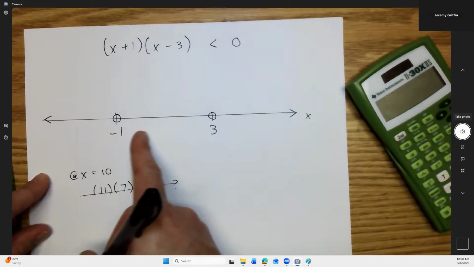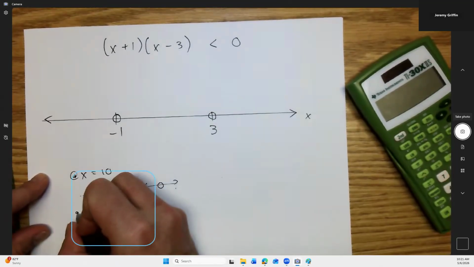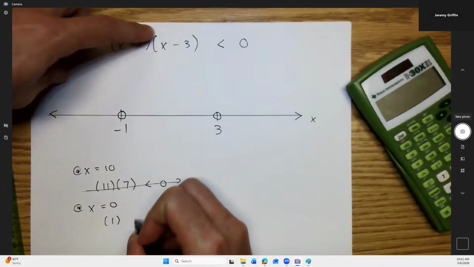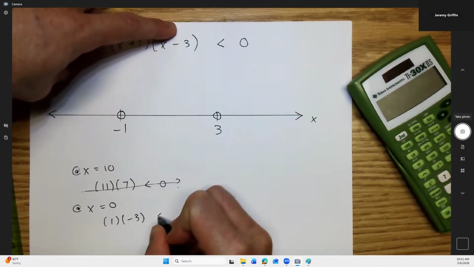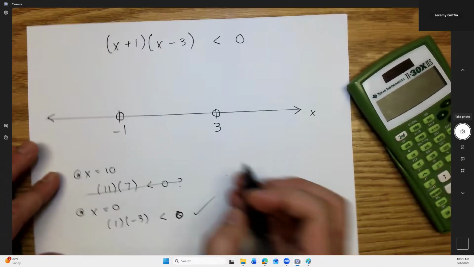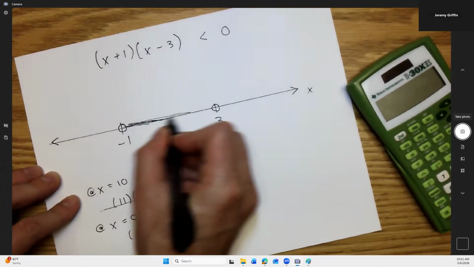How about 0? Guys, is 0 between negative 1 and 3? Let's try that. At x equals 0, 0 plus 1 is 1. 0 minus 3 is negative 3. Guys, is negative 3 strictly less than 0? Yes, it is. So this middle section you can shade.